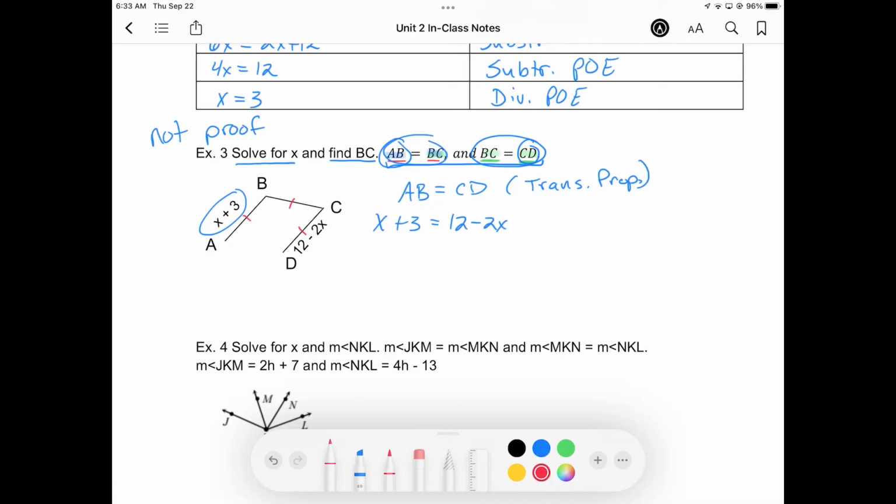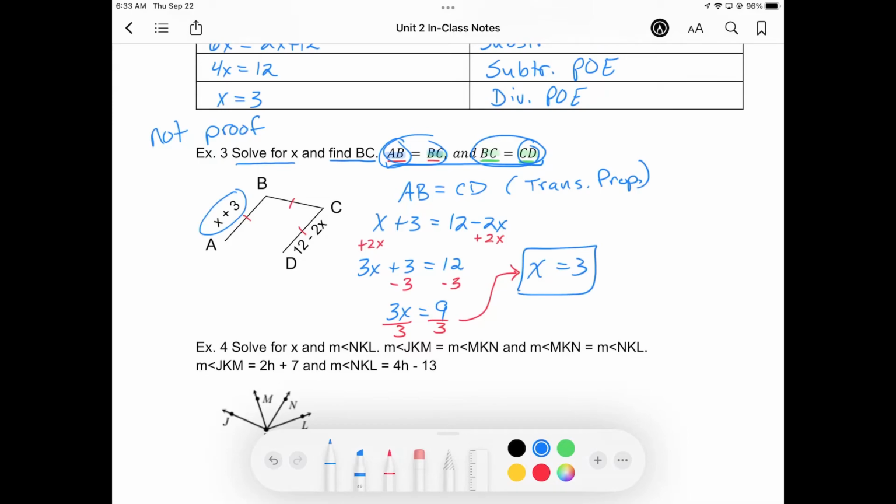What I would do for solving for x is take this and add 2x to both sides. Since this is not a proof, I'm going to go ahead and just show those steps. That leaves 3x plus 3 equals 12. Then I would do minus 3. Sorry, 12 minus 3 is 9. And then think about what our last step should be. Our last step, we need to get rid of that 3 in front of the x, so we're going to divide by 3. So we get a final answer that x equals 3.